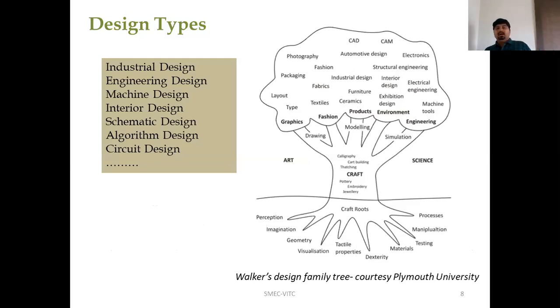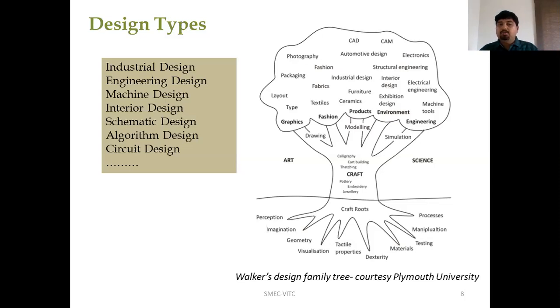Here again we can see a lot of terminology and words coming into the global scenario: industrial design, engineering design, as we have seen the 6 types of engineering design, machine design, interior design, schematic design, algorithm design, circuit design. Depending upon the type of activity you are doing and what you are actually able to arrive at, the names are going to be added to the interdisciplinary term called design. We can look at Walker's design family tree to get much more clarity on that.